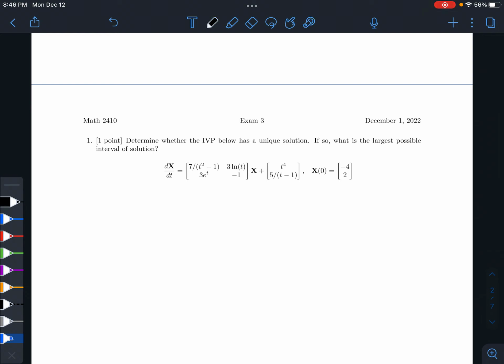Does the following IVP have a unique solution? So dx/dt is equal to this matrix times x plus this column, and x of 0 is equal to negative 4, 2. All of the entries have to be continuous on some common interval which contains this point, t equals 0 in this case. But 3 ln of t is not continuous at 0. It's not even defined at t equals 0, and so because of that, the answer is going to be no.